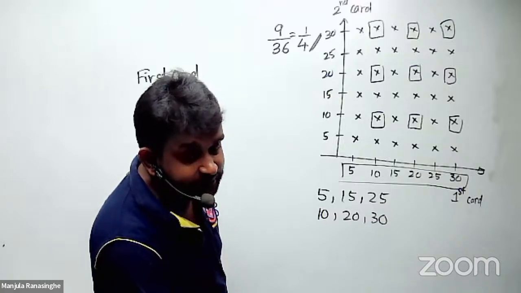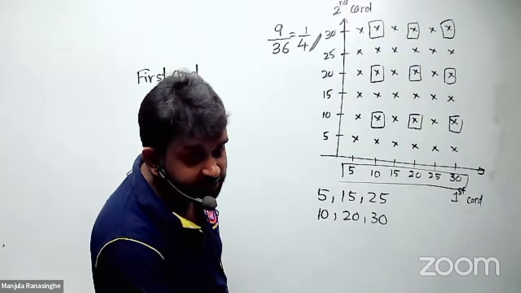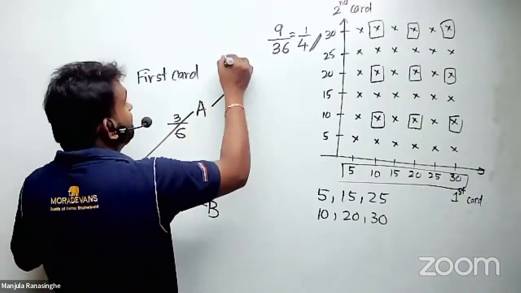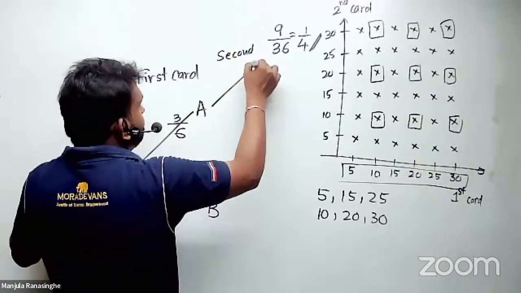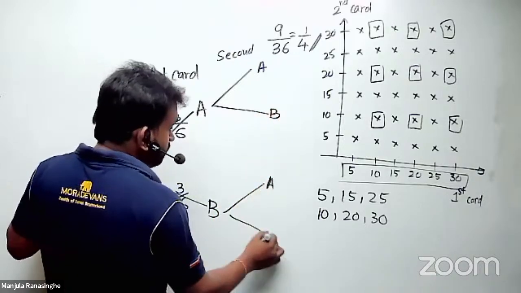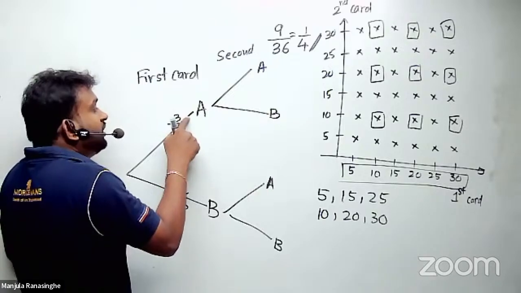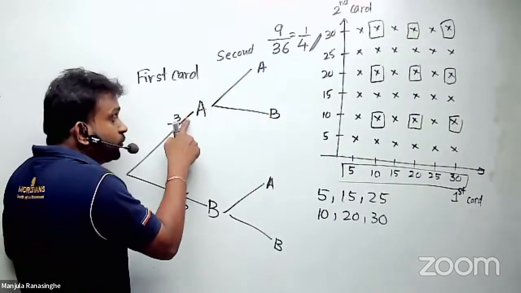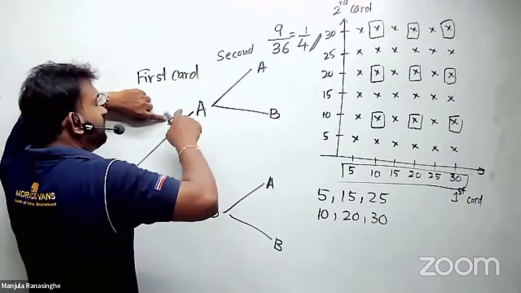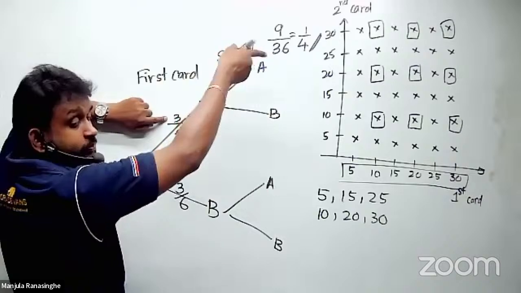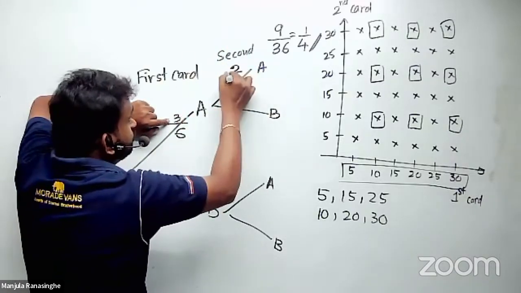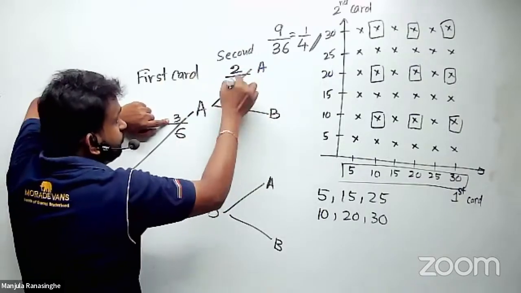We need to draw the tree diagram for both cards. That is the first card drawn. Now what happens to the second card? Here multiple of 5 only, here only multiple of 10. If only a multiple of 5 is taken, we had 3 cards. If a 5 multiple is taken out and not put back, then 1 is reduced. 3 becomes 2, and the total cards also reduce to 5.